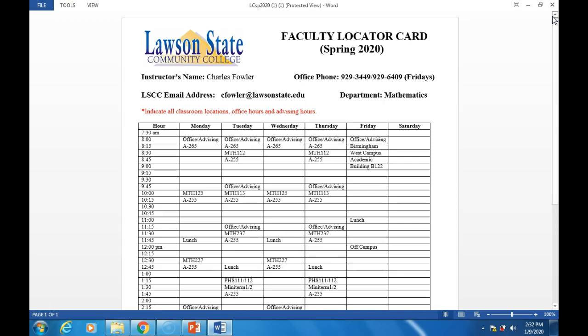All right, here's my locator card. Basically, this is what I'll put on the door of my office so anyone can see where I am when I am. My name's there, Charles Fowler. My phone numbers. The first one's on the Bessemer campus. The last one, Fridays, is on the Birmingham campus. Email address is there, and I'm in the math department, even though this is natural sciences.